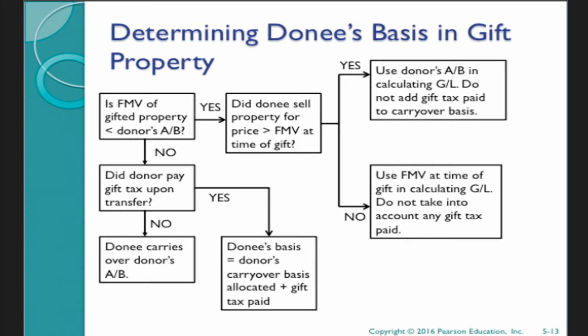So here's a flow chart that you can walk through to determine a donee's basis in gift property. This is the recipient of a gift. So you start with, is the fair market value of gifted property less than the giftor or the person giving the gift's, the donor's adjusted basis. If it's less, then you move to the right. If no, you move down. And other than just keeping track of which is the donor and which is the donee, it's a pretty straightforward flow chart there.